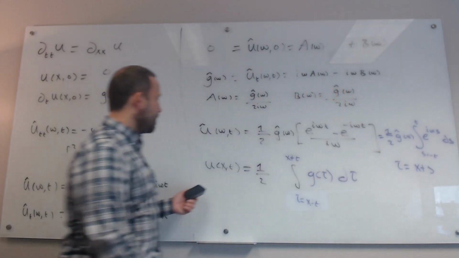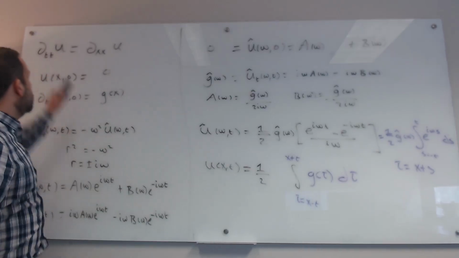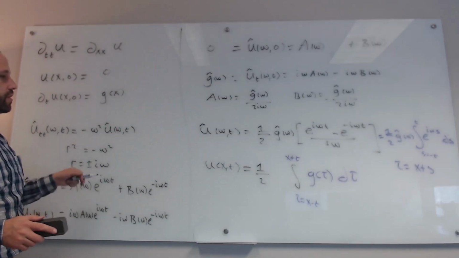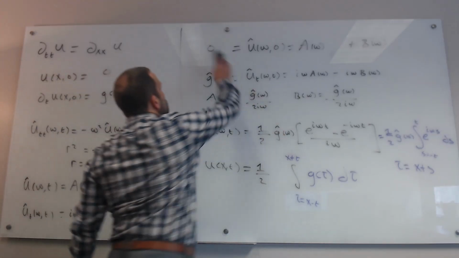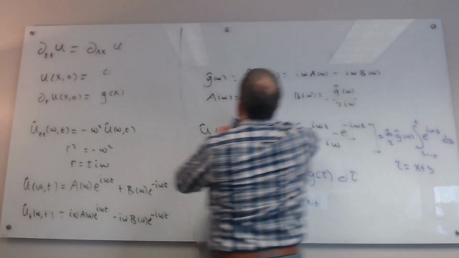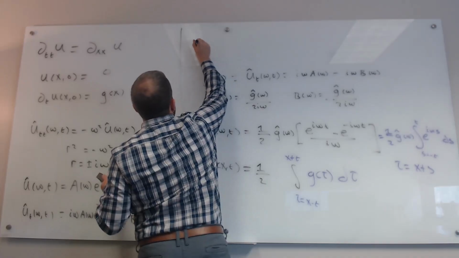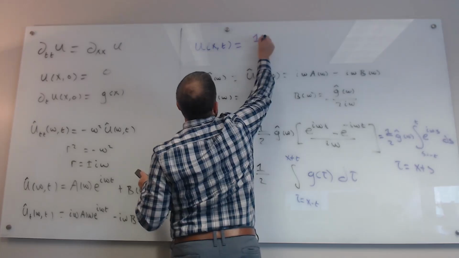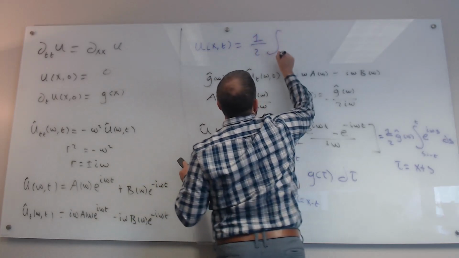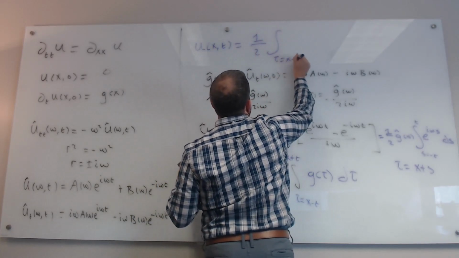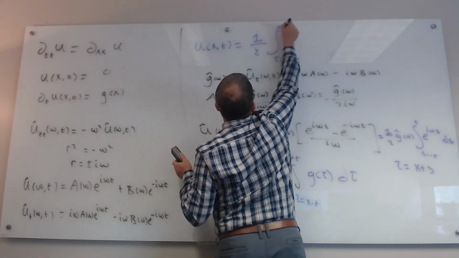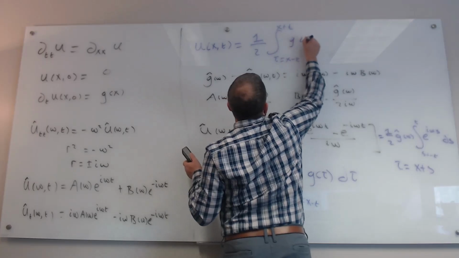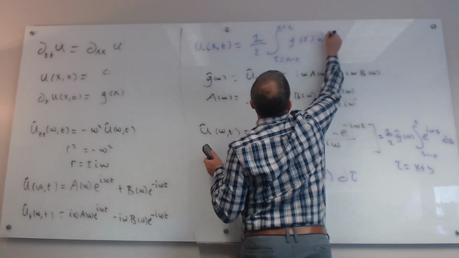Okay, and so my claim is that this function right here is a solution to this problem. So I'm basically going to erase everything and just write the solution up here. So up here we get that u of x,t is equal to 1/2 times the integral tau equals x minus t to tau equals x plus t of g of tau d tau.